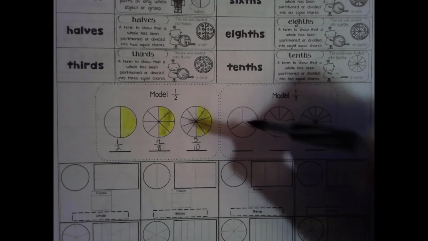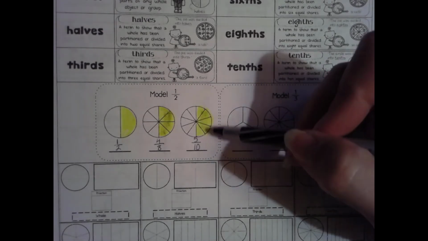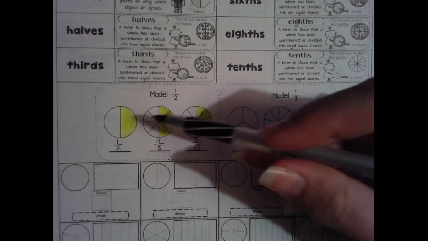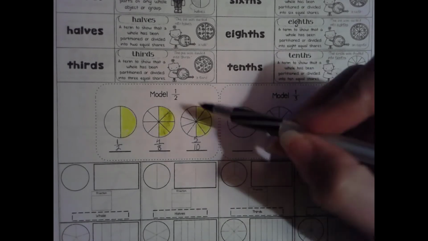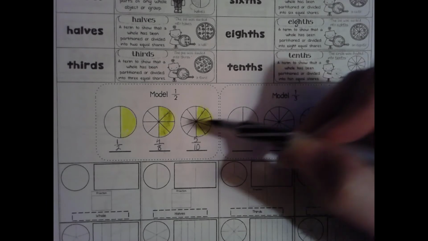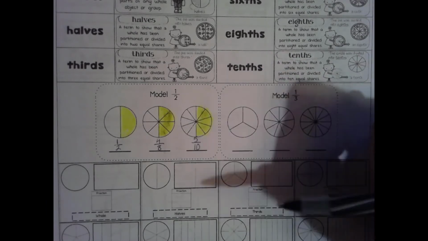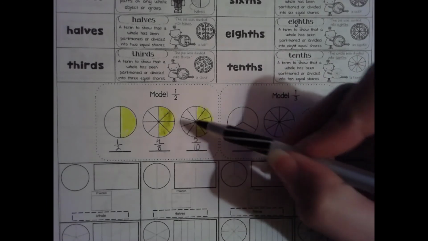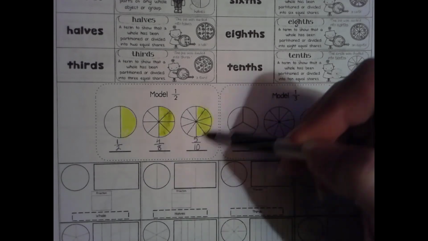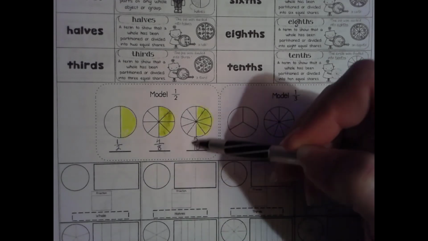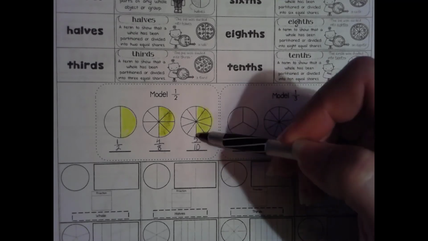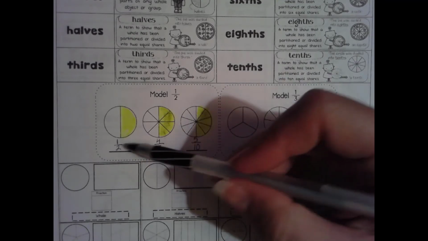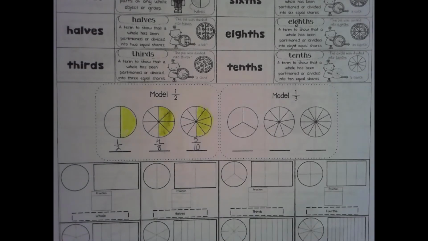What has changed is how many pieces it's cut into and the size of the pieces. As I cut it into more pieces, those pieces become smaller, and it takes more of them to make that fraction. So instead of 2 pieces, I now have 10 because it's been cut up into smaller ones. So I have 10 pieces and 5 are shaded in. So these are all equivalent to 1/2.